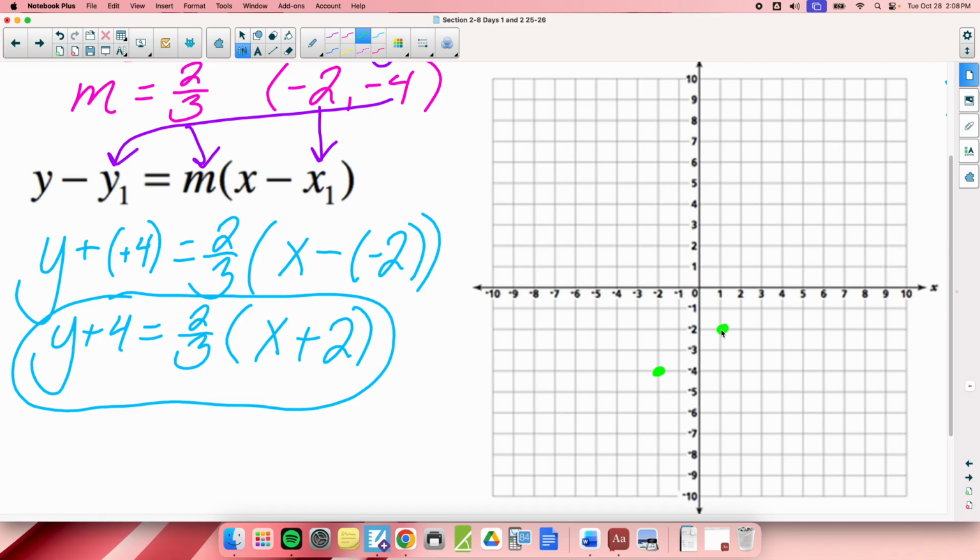Where did the one in that bottom left come from? This point? Yeah. Okay, quiet. They gave us a point, -2, -4, so I went here and I plotted that. Okay, do you get that?